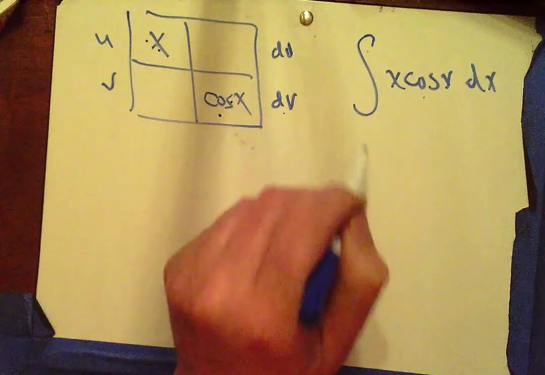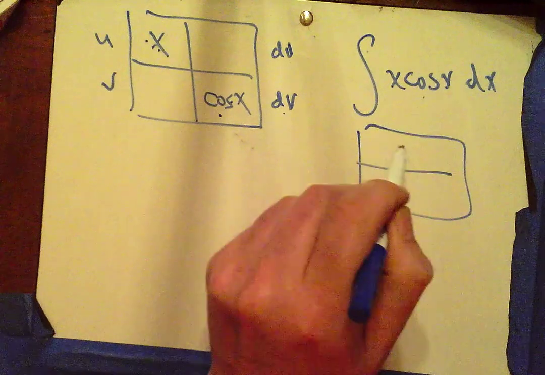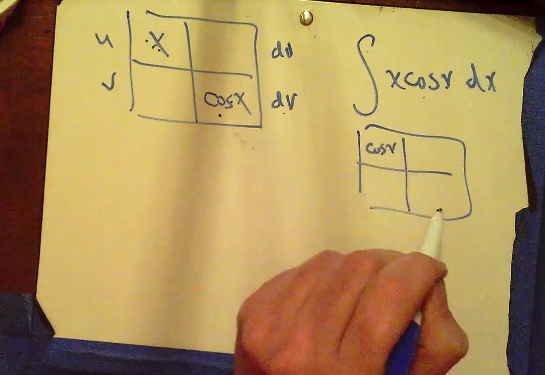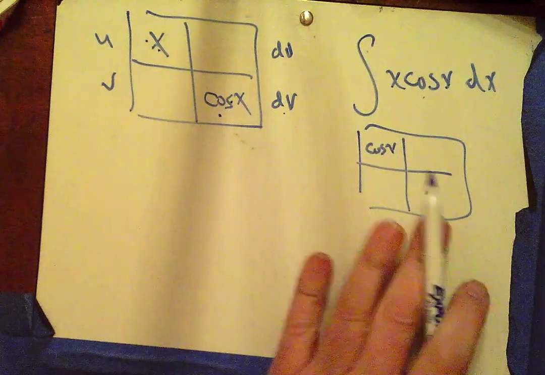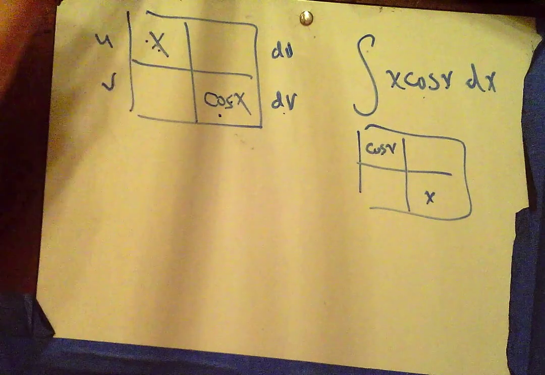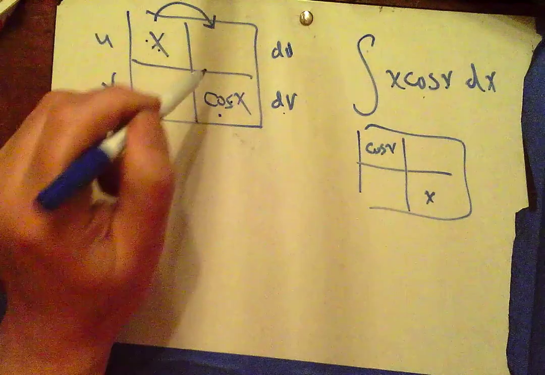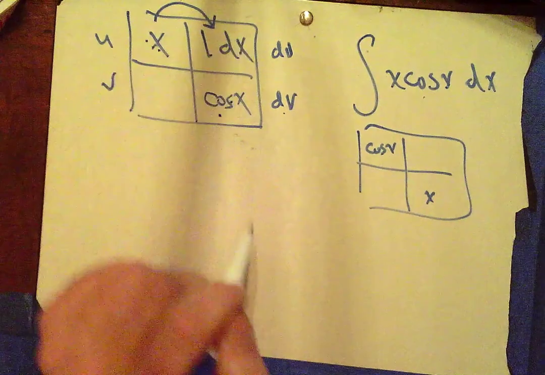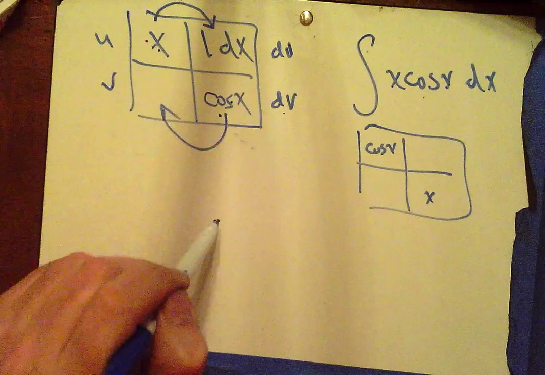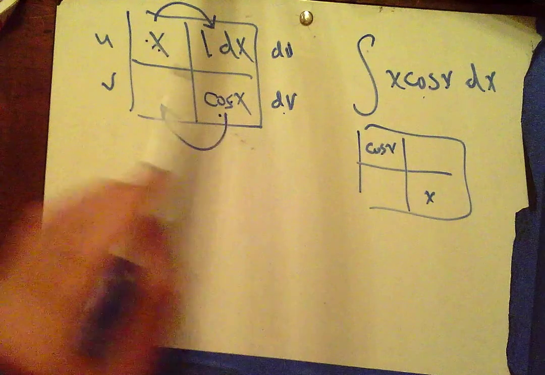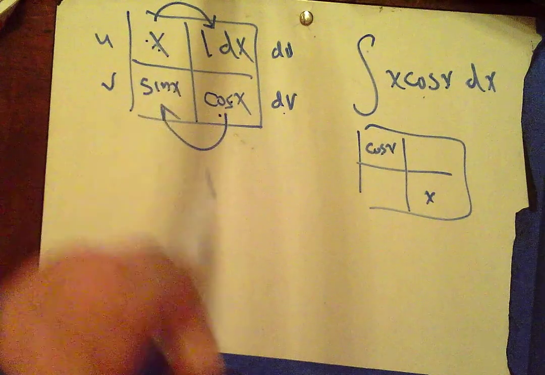Yes, we'll talk about what happens if you switch them and put the cosine x here and the x here. I promise we'll talk about that next. So what do we do with this little graphic organizer? Well, going this way, I take the derivative, and I have 1 dx. And going this way, I do the antiderivative. Whose derivative is cosine? Sine's.